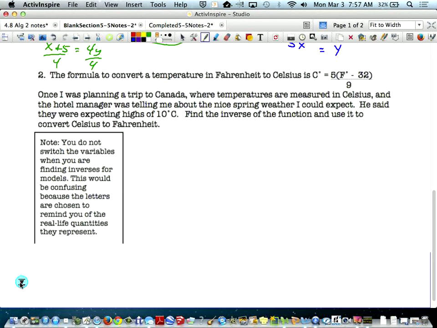In the box here though, they talk about when you find an inverse for real world problems, if you start switching your C's and your F's and solving back for the other one, it gets very confusing as to what you have. So in this case, we're not going to do that. We're just going to leave the variables where they are and try to find the inverse by solving for the other variable. So we're going to slowly peel things away, and instead of having C equals, we're going to go the other direction and get F equals.